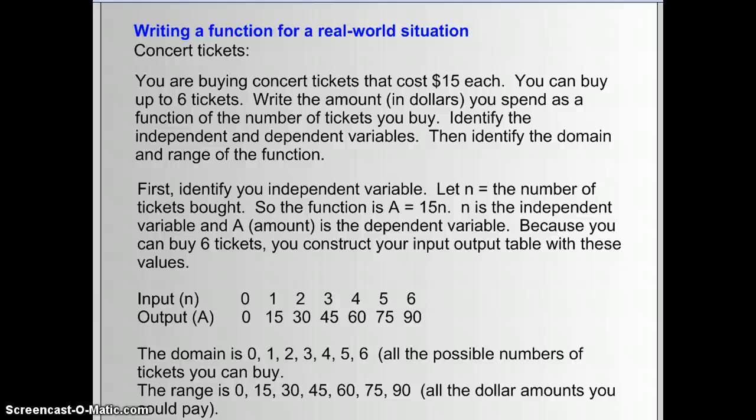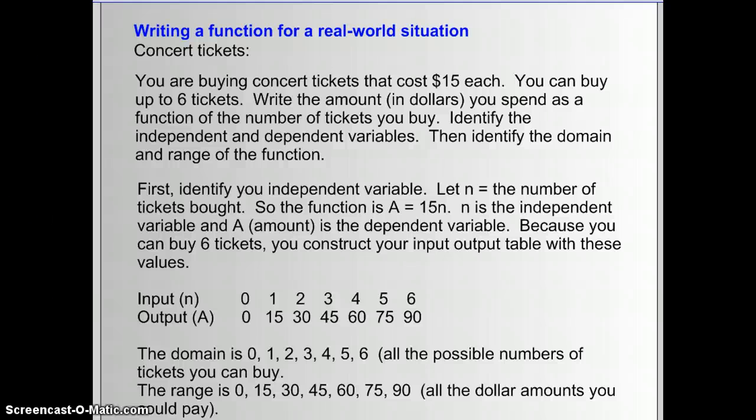Because you can buy 6 tickets, you can construct an input-output table with these values. So the inputs are going to range from 0 to 6. 0 if you bought no tickets at all, and 6 if you bought the maximum number of tickets. Okay? You calculate the output by putting those values for the input into the equation. So you're going to substitute 0, 1, 2, 3, 4, 5, and 6 and calculate the amount.